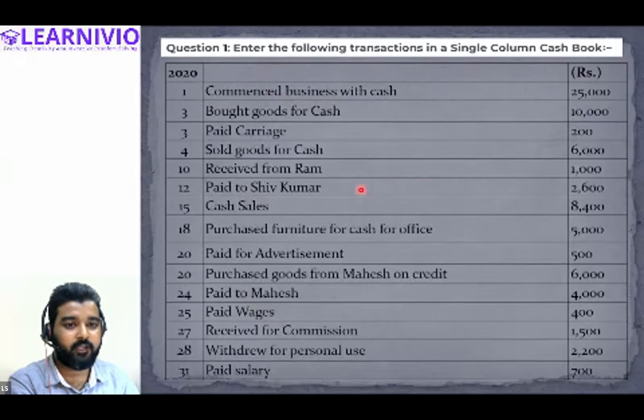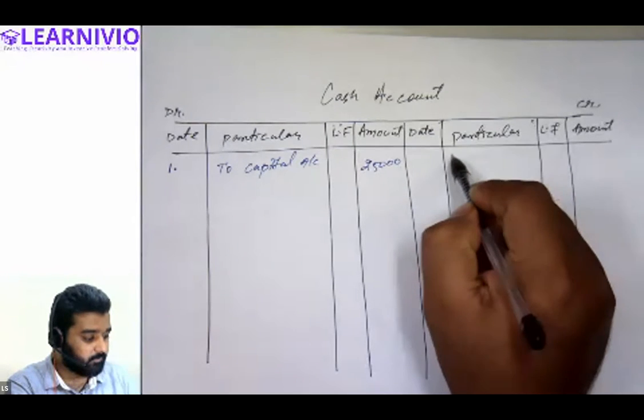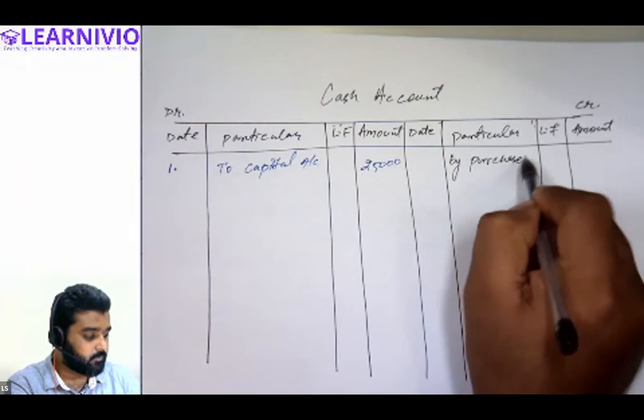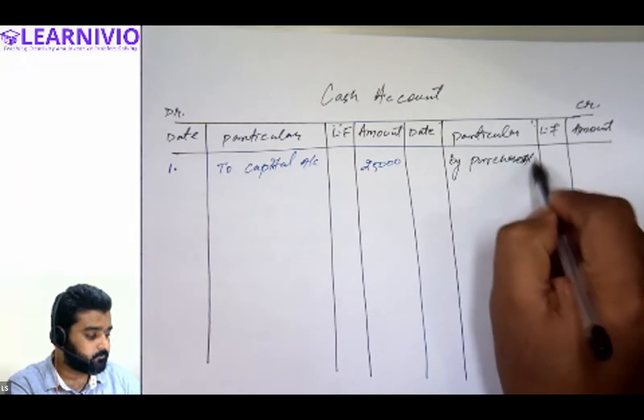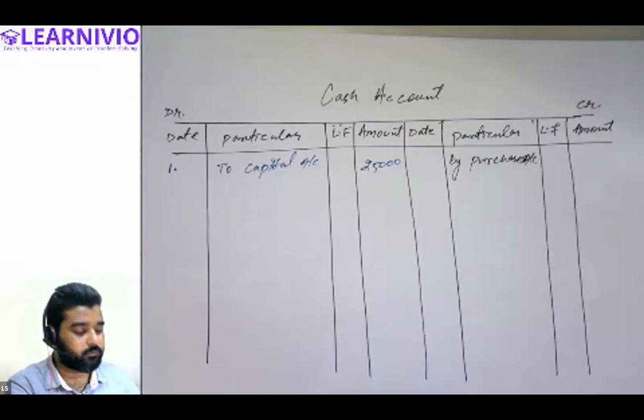All right. After that, we have bought goods for cash. Tell me what will happen. It will lead to inflow of cash or outflow of cash? Mazen, you tell me what will happen when we bought goods for cash. Outflow of cash. So tell me where it will be recorded. It will be recorded on the credit side by the name of purchases. Correct. By purchase account. And what was the amount of purchase? Purchase of 10,000.